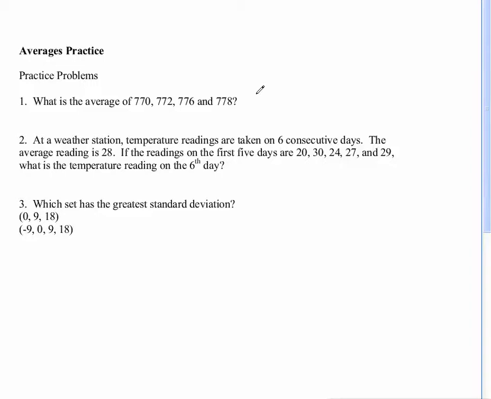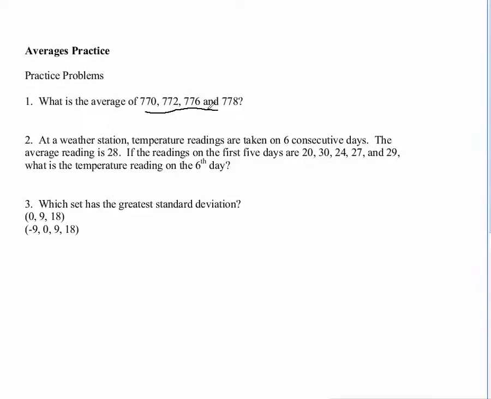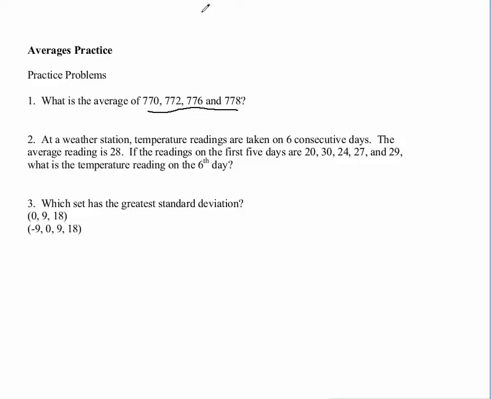Now, looking at this practice problem first, I think rather than give it to you as a practice problem, I'm actually just going to demonstrate it. What's the average of 770, 772, 776, 778? Well, of course, if we're averaging four numbers together, then normally we would say A plus B plus C plus D divided by 4 equals our average that we're looking for. But adding up 770, 772, 776, 778 is going to really be a pain.